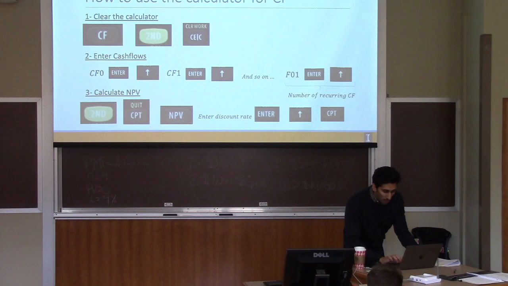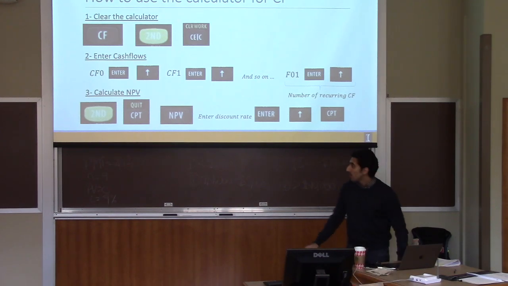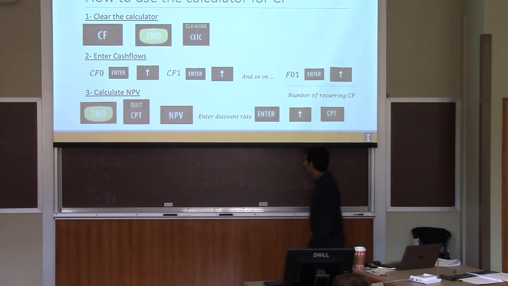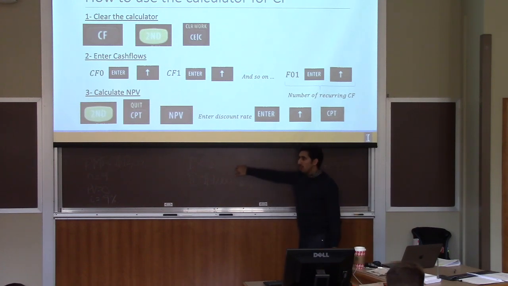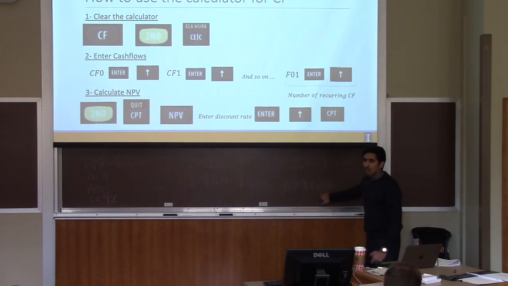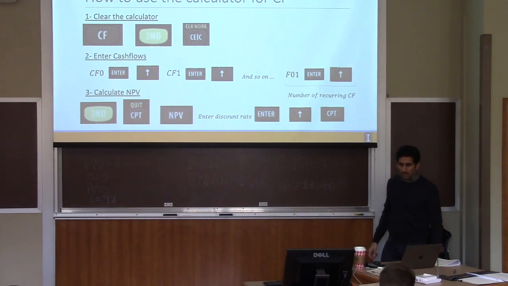I want you to put in your I clickers, please. So you have net present value, compute. If you get a number less than $1,000, it's A, this is B, this is C, and anything over $10,000 is D. Okay?